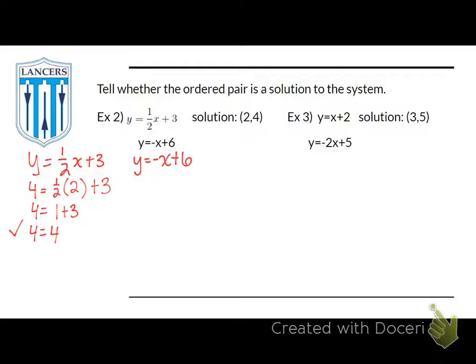In the second one, what am I plugging in for y? 4 again, same y, same solution. This time I've got a negative x, so I'll write it as a negative 2 plus 6.